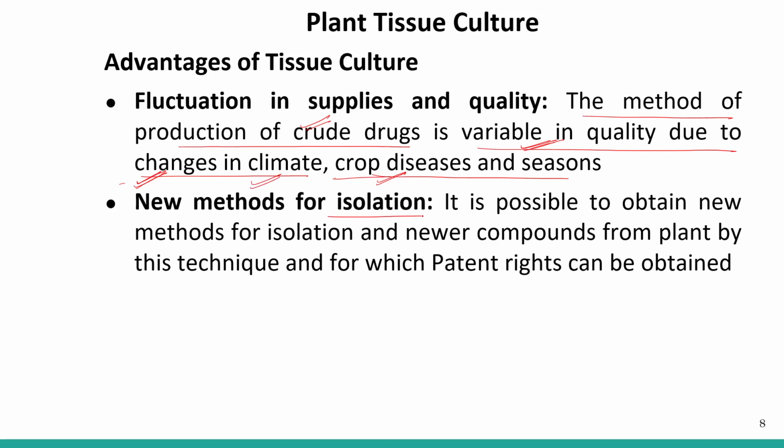New methods for isolation. It is possible to obtain new methods for isolation and newer compounds from the plant by this technique, for which patent rights can be obtained. We can have different methods for the isolation of newer compounds, and we can get patent rights to that particular method, or to the compounds which we obtain in a newer way. So these are the advantages of tissue culture.